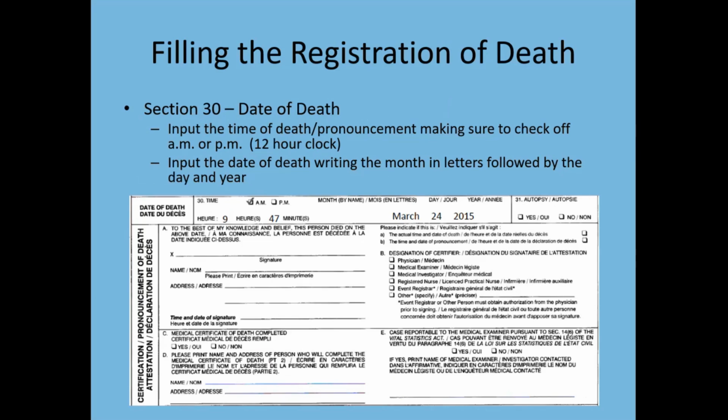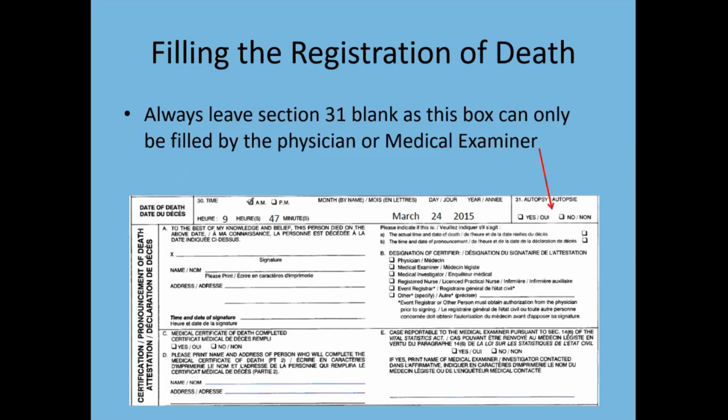Section 30, date of death. Input the time of death pronouncement, making sure to check off AM or PM, 12-hour clock. Input the date of the death, writing the month in letters followed by the date and year. Always leave section 31 blank, as this box can only be filled out by the physician or medical examiner.